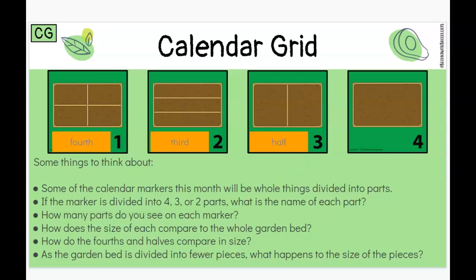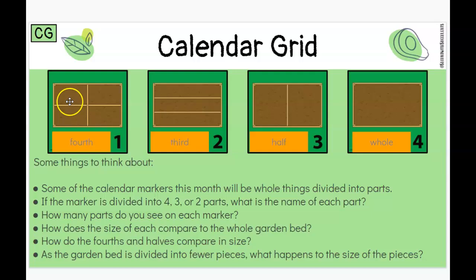How does the size of each compare to the whole garden bed on marker 4? You may be thinking a few different things. If we look at the first calendar marker, well, we need all 4 parts to be the same size as our whole. Each part is 1/4 of the whole. If we're looking at our second marker, we would need all 3 parts to be the same size as our whole. 3/3 is the same as a whole. If we're looking at our third calendar marker, we need both parts. Each part of the half together makes the whole.